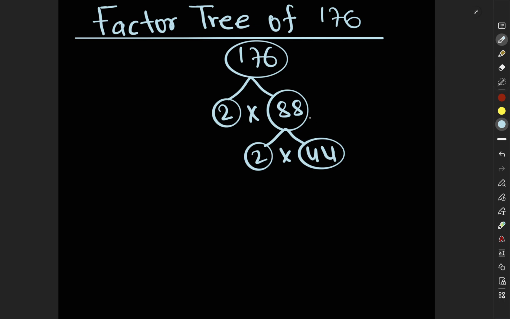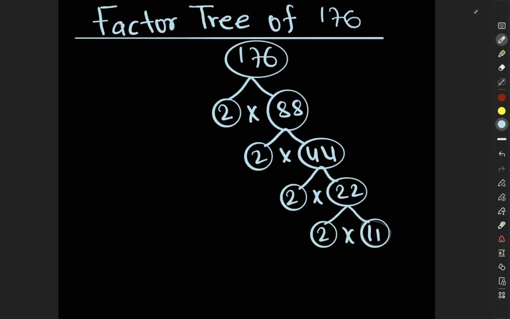2 times 44 means 88. 44, it can be written as 2 times 22. 2 times 22 means 44, and 22, it can be written as 2 times 11. 2 times 11 means 22.